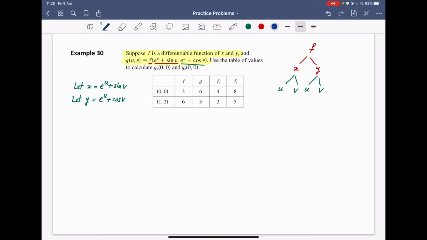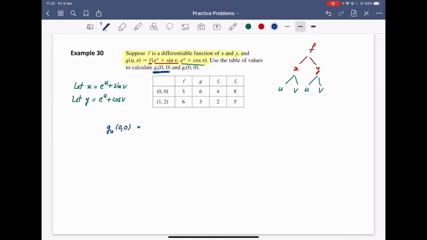Well, the table is given here to just give you some values, and at the end you need to plug in the numbers from the table into your answer. All right, so let's look at what they ask. The question asks you to calculate g subscript u at (0, 0). So what does it mean by this thing? g subscript u at (0, 0).